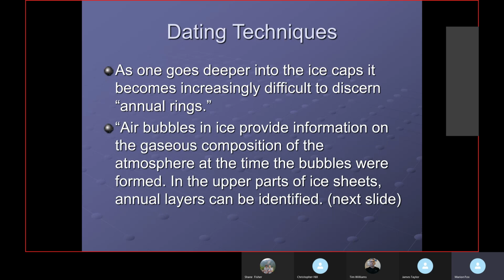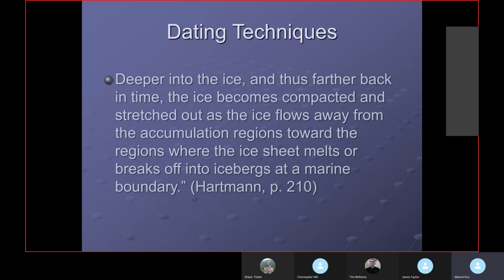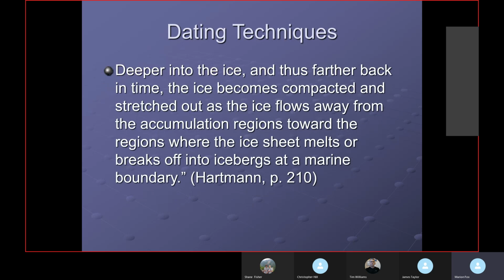Now, then, there are air bubbles in ice. Some of the ice provide information on the gaseous composition of the atmosphere at the time the bubbles were formed. So if these air bubbles are there, you can take the air in there and find out what the composition of the atmosphere was. The upper parts of the ice sheet, annual layers can be identified according to this source that I have here. This is Hartmann.